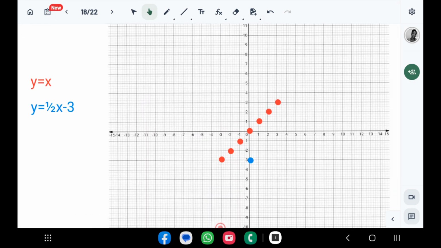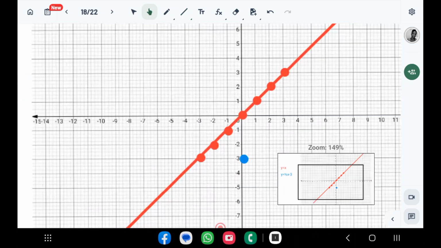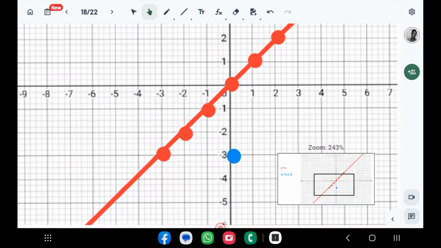The standard graph just helps us to keep things in perspective. You don't have to draw the standard graph all the time. It just helps to keep everything in perspective. And there is the red graph, the standard y equals mx, y equals x. Now, let's figure out how we draw this one using the gradient-intercept method.